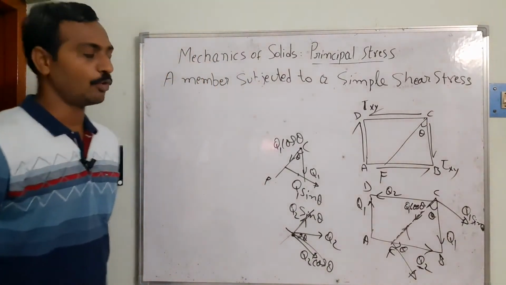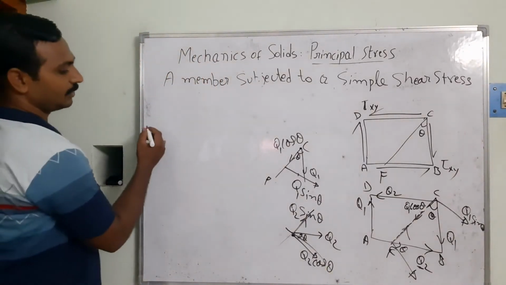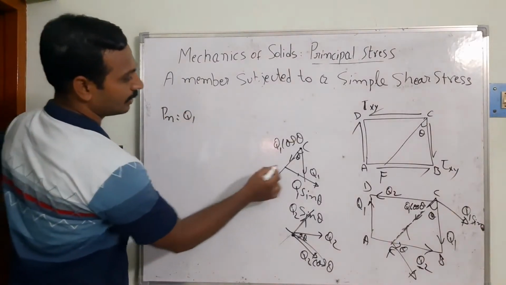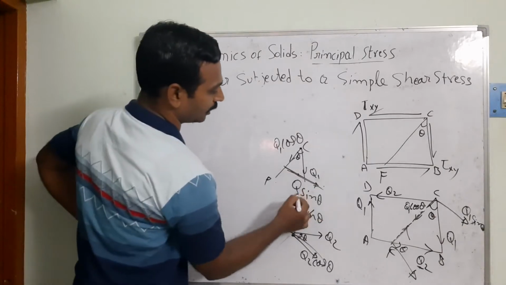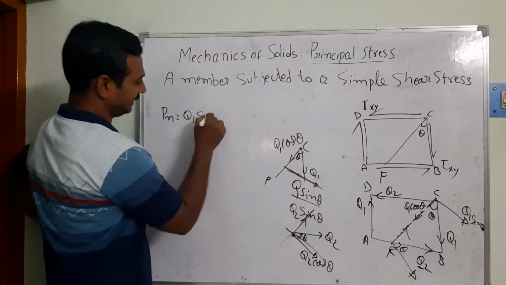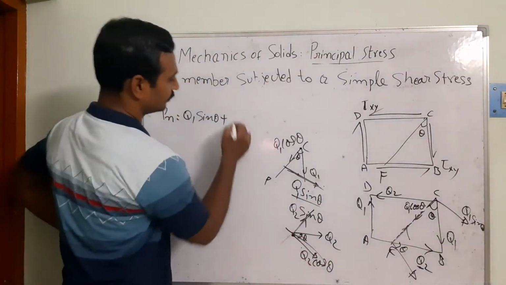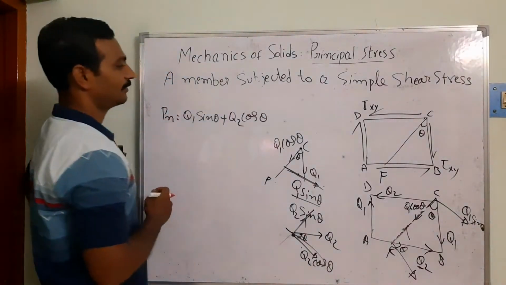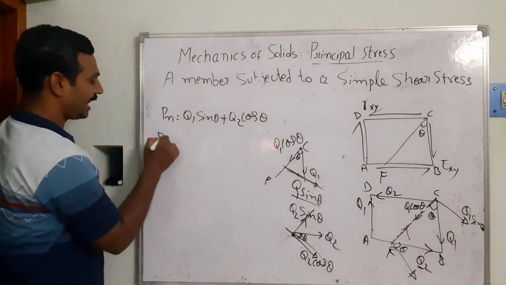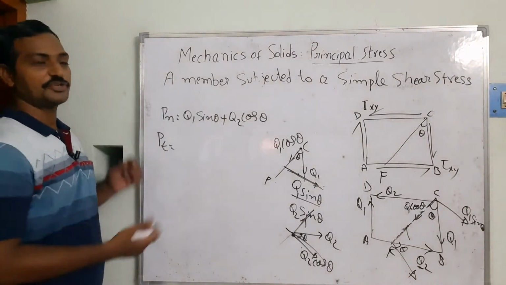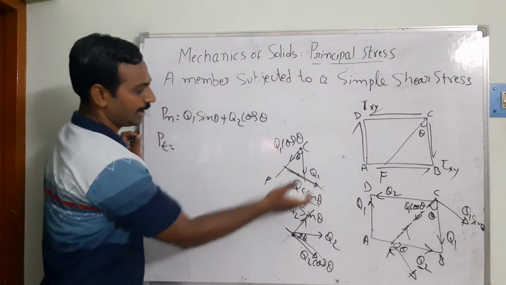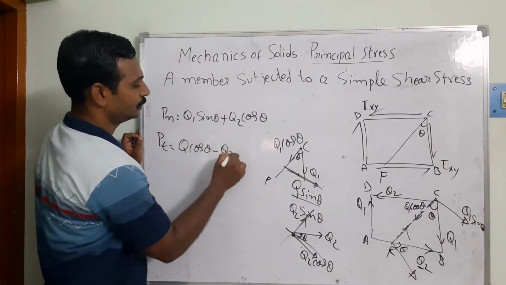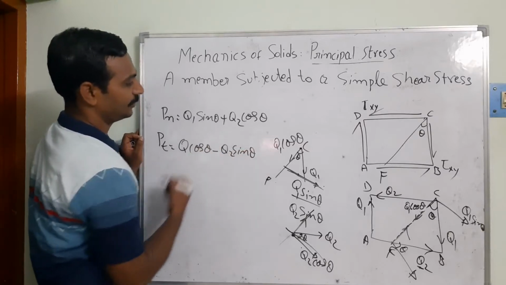So in this case I am going to take the normal components. That's going to be Pn is equal to the Q1 sin theta plus the Q2 normal component, which is going to be cos theta, right? And similarly I am going to take the PT, that is the tangential component. One is acting downward, another is upward. The Q1 cos theta minus Q2 sin theta I am getting.